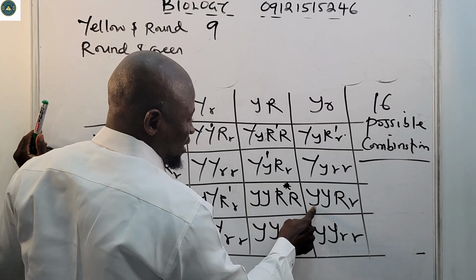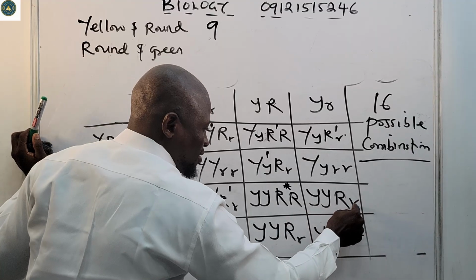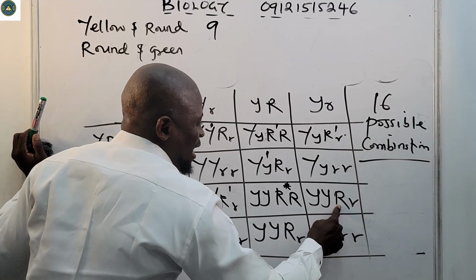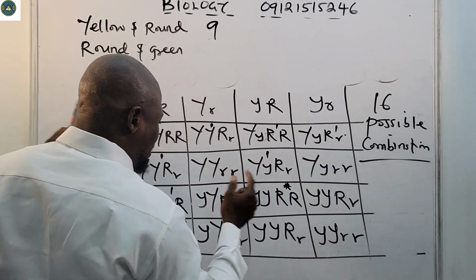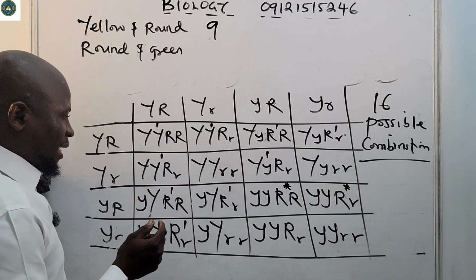Is this one green? Yes. Is it round? Yes. Okay, because this small arrow is recessive. This capital arrow is dominant. Okay, so this one is green and round also. So we have found 2. Green and round again. Let's go.